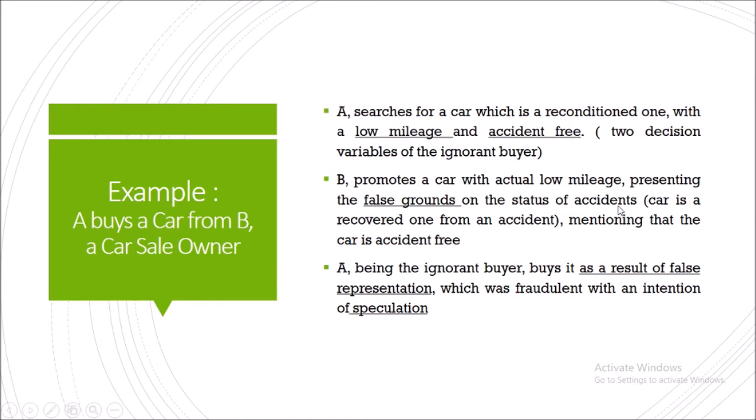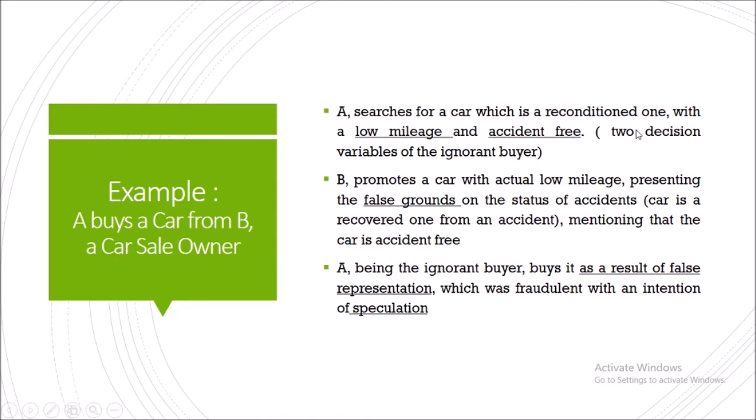So probably the car has met with an accident, right? The actual scenario is the car is a recovered one from an accident. It may have had a lot of damage, but B, the car sale owner, doesn't reveal any fact on the accident and says the car is accident free, right? In that case, he is fraudulently concealing something. That is the false grounds. The seller knows about it, but he's hiding information which can influence the decision of the buyer.